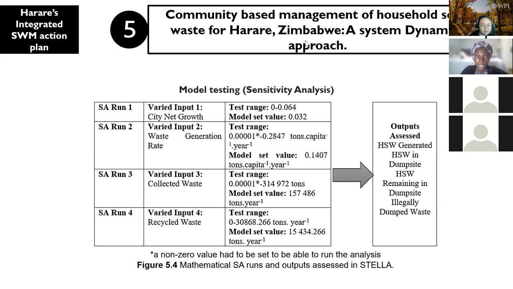And so for the model testing, we did sensitivity analysis where we varied the different waste management variables plus or minus 100% of the model set value, which were, as I said before, calculated using the data that we obtained from the Harare City Council. And so we assessed these outputs, or the behavior of these variables, when we changed each of these variables.